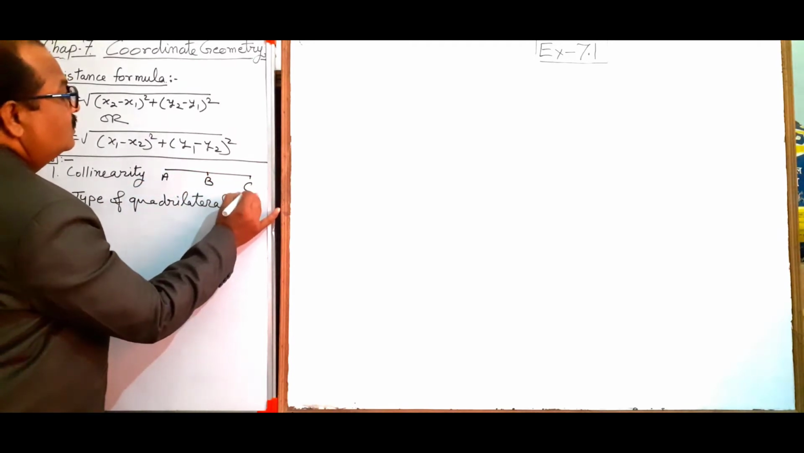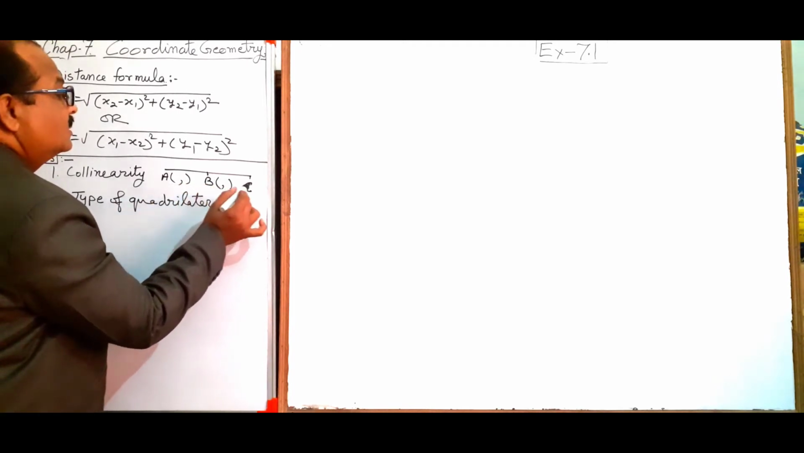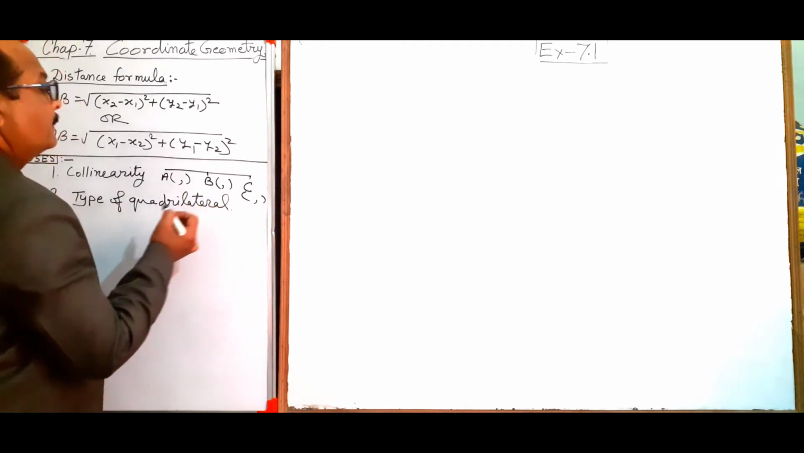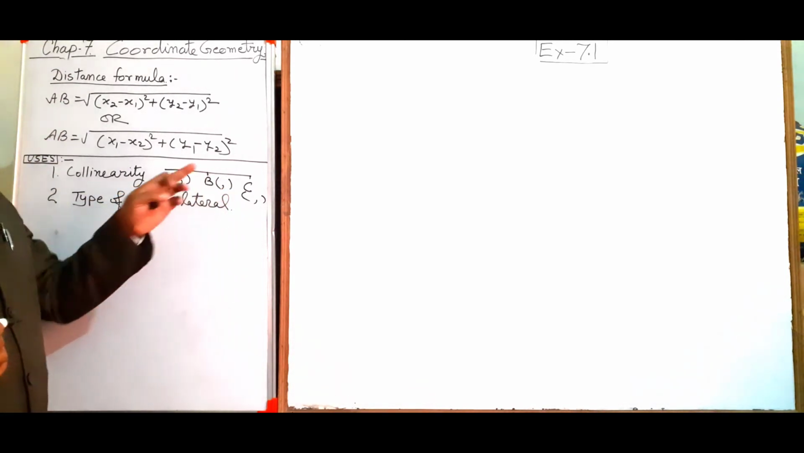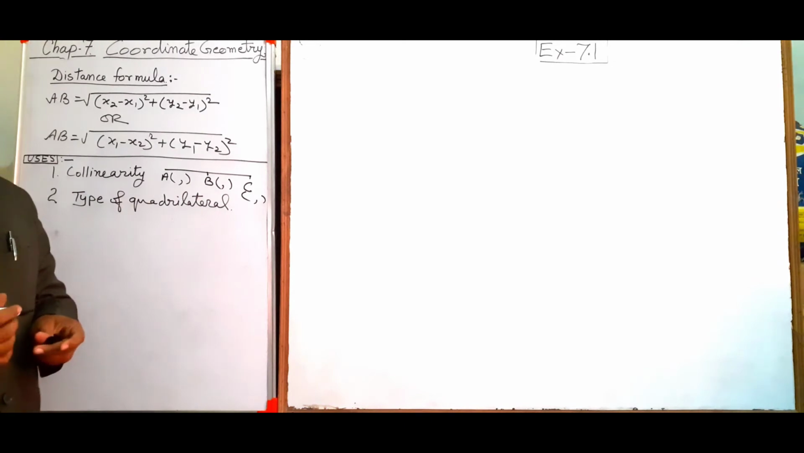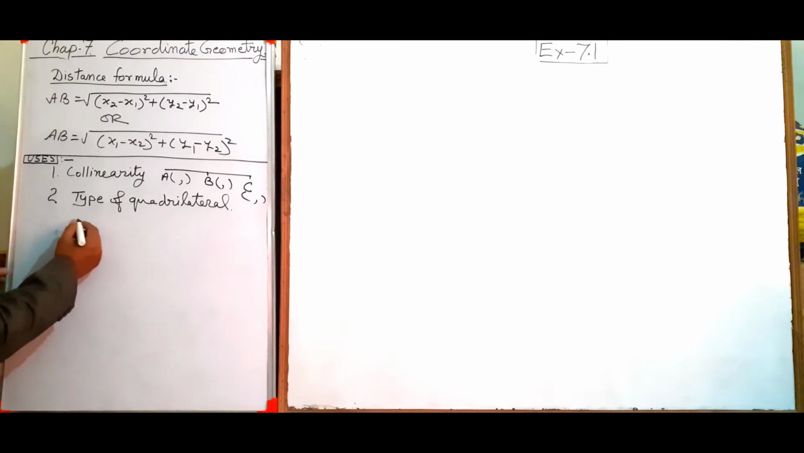Students, one thing you learn: if these 3 points are not collinear, they can form a triangle. If these 3 points are collinear, they will not form a triangle. So now you can see the type of quadrilateral. Suppose I am giving you conditions.